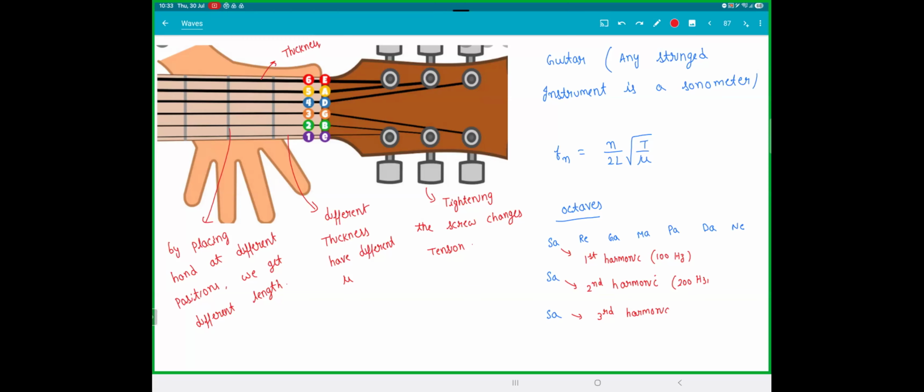The next time you're learning how to play, you know why you have to keep a finger at a certain place, or why you have to tighten the screw, or whatever. Is this making sense, everyone? Is everything now understandable? So this you must have seen multiple times. Any doubts on this?